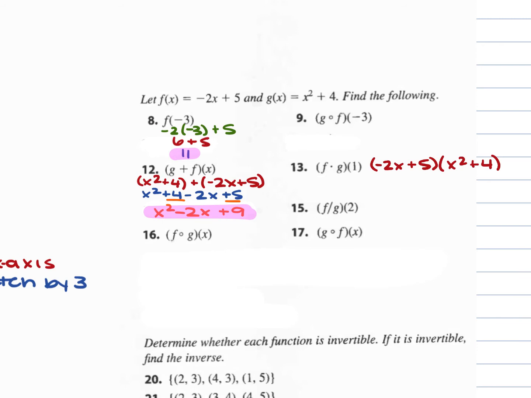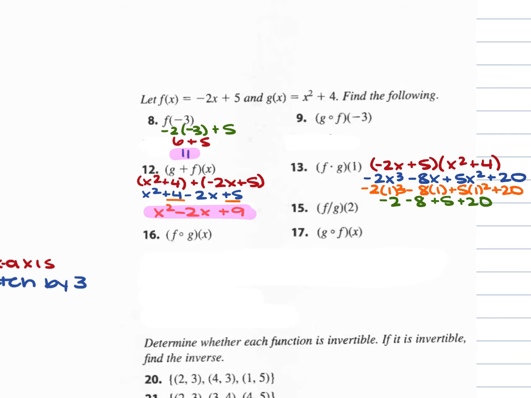When you FOIL these out, you're going to have negative 2x cubed minus 8x plus 5x squared plus 20. Plug in that 1 for all of your x values and simplify. So that's negative 2 times 1 cubed minus 8 times 1 plus 5 times 1 squared plus 20. The 1 cubed is 1 times negative 2 is negative 2. The negative 8 times 1 is negative 8. 5 times 1 squared is 5. And that 20 gets dropped down.